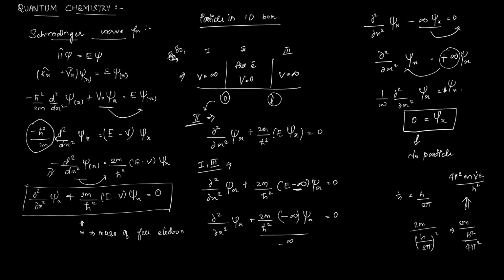Okay, so if you rewrite this equation, for your second region, this is going to be equal to your d square psi by dx square, that is d square by dx square of psi of x, plus your 8 pi square m by h square into your E psi of x is going to be equal to 0. This is your second region. Okay, this is what we consider.